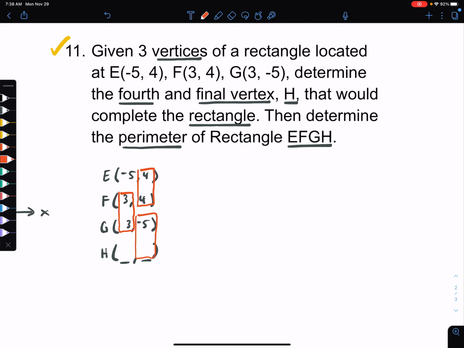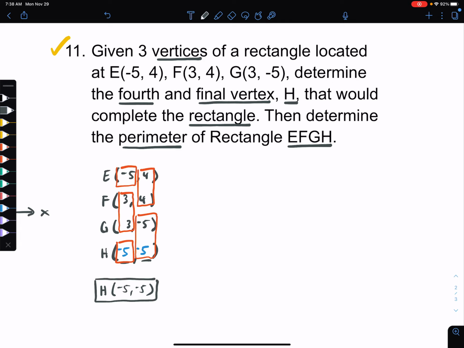So we now know that this has to be -5. And for this final piece here, this -5 has to match whatever's down here. So this is going to be -5. Okay, so if they're asking us where H would be located, we're saying H is located at -5, -5.